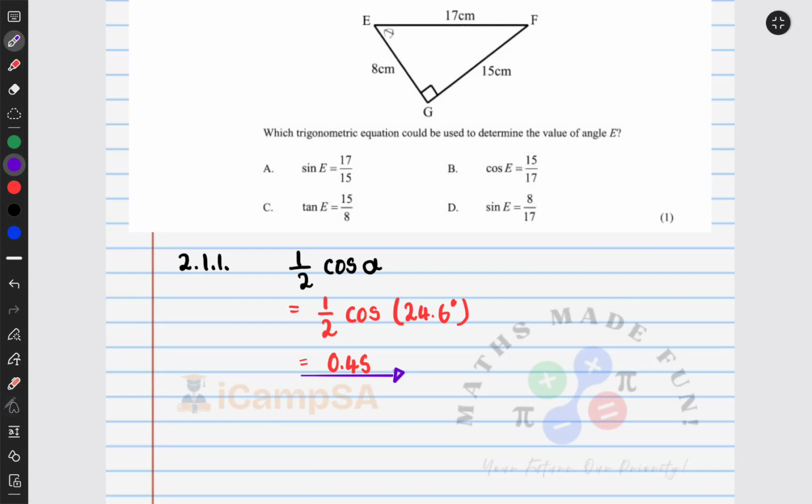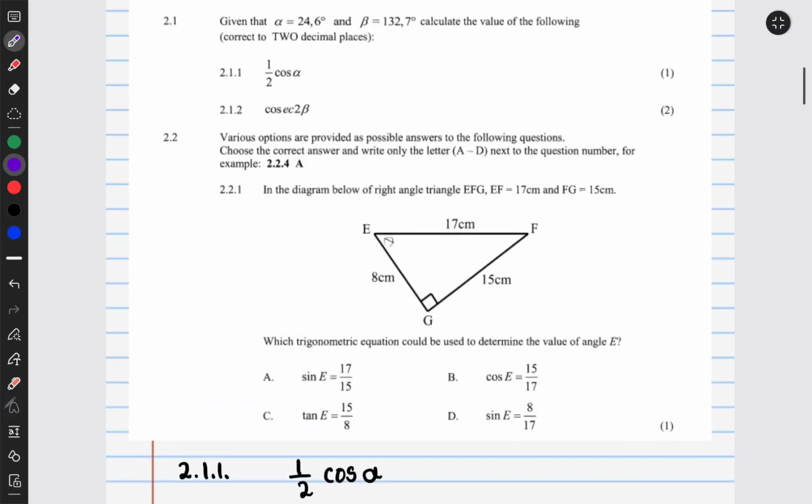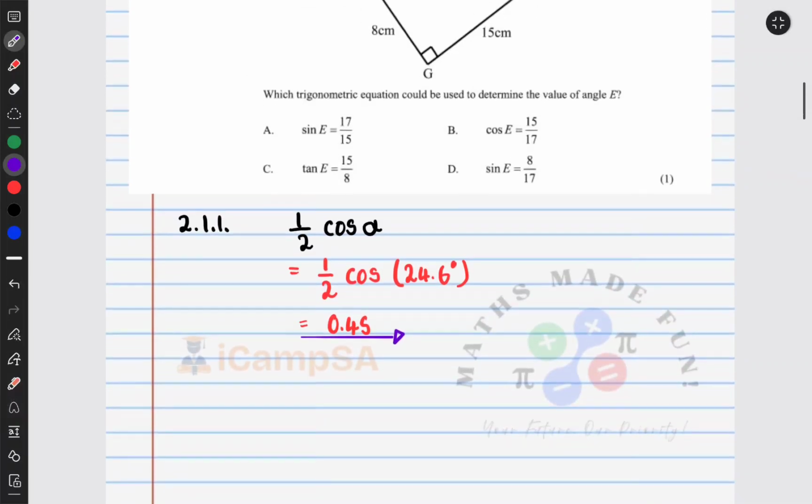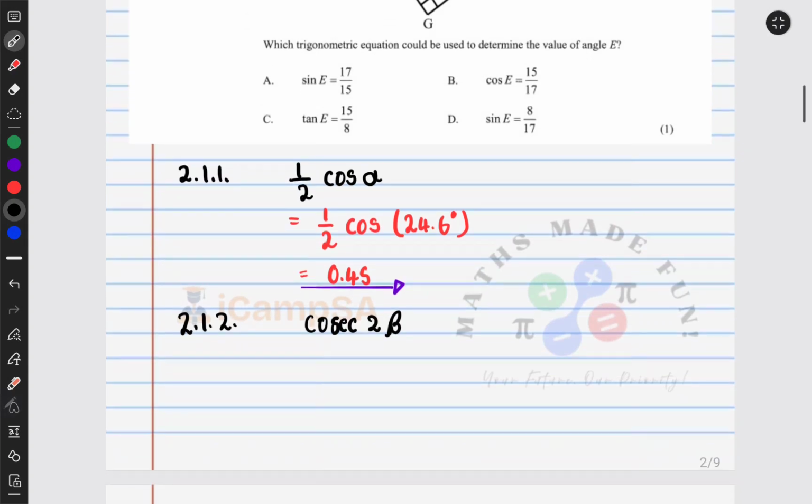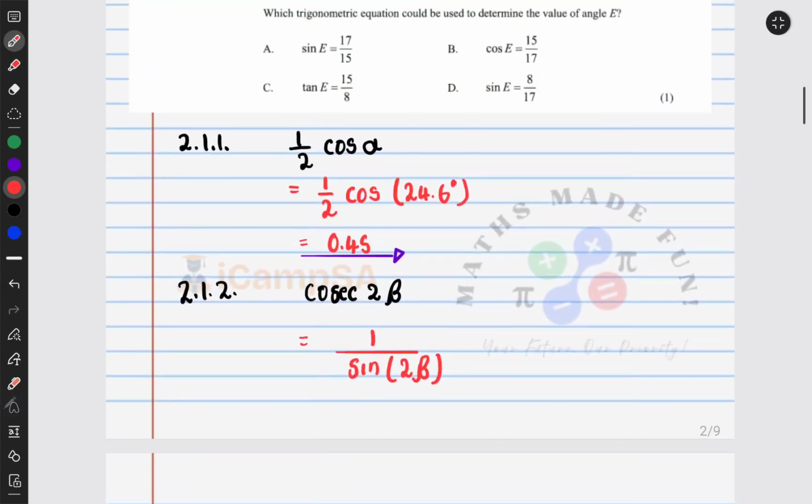Okay, let's go to 2.1.2. We have to calculate cosec 2 beta. Now we are dealing with reciprocals. Cosec, we know that is a reciprocal of what? Of sine. So this is going to be equal to 1 over sine 2 beta.